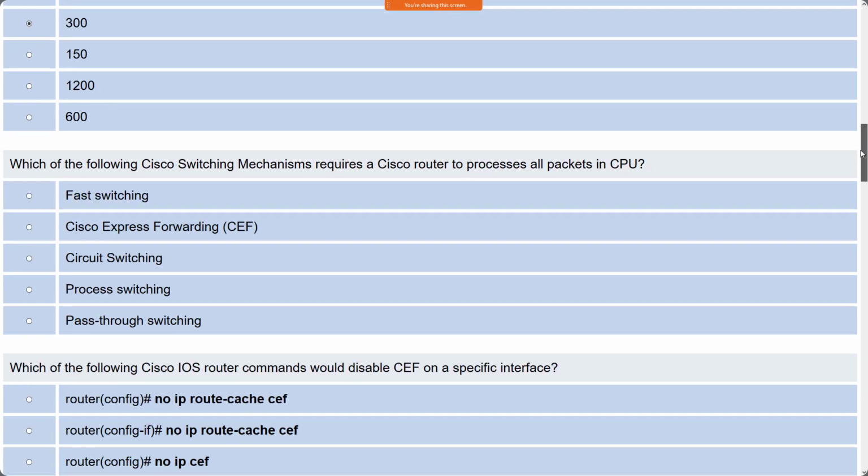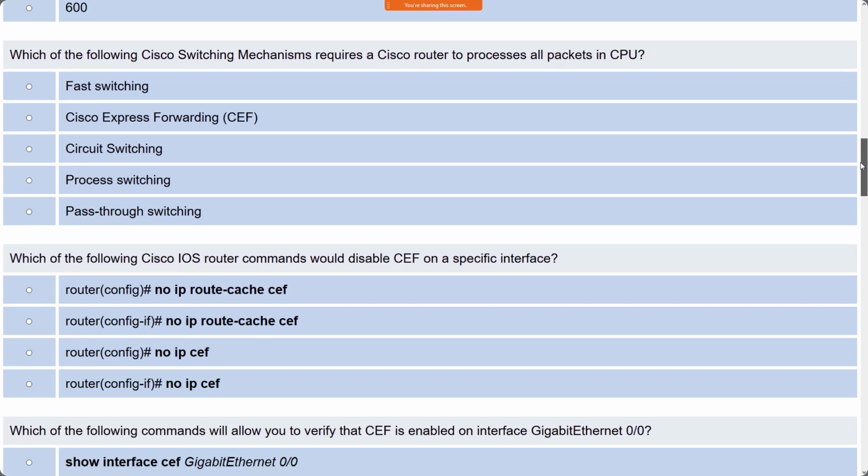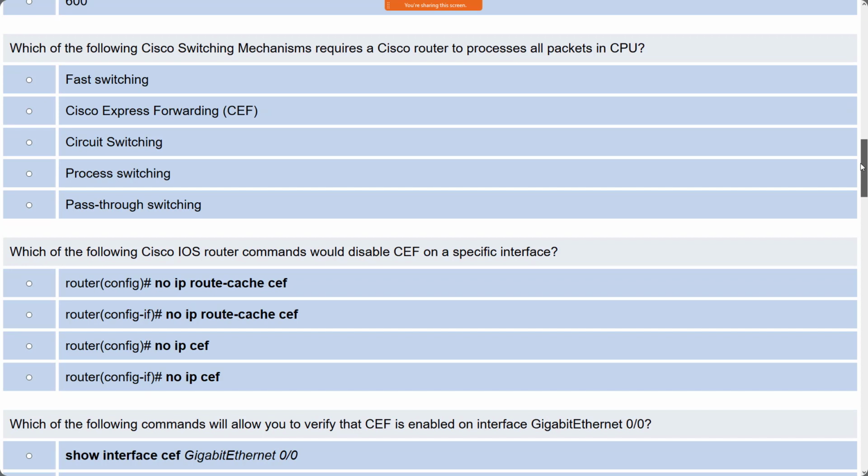Which of the following Cisco switching mechanisms require a Cisco router to process all packets in the CPU? That is process switching. It takes an involved process to process the information, or we're sending the data to the processor. So that would be process switching.